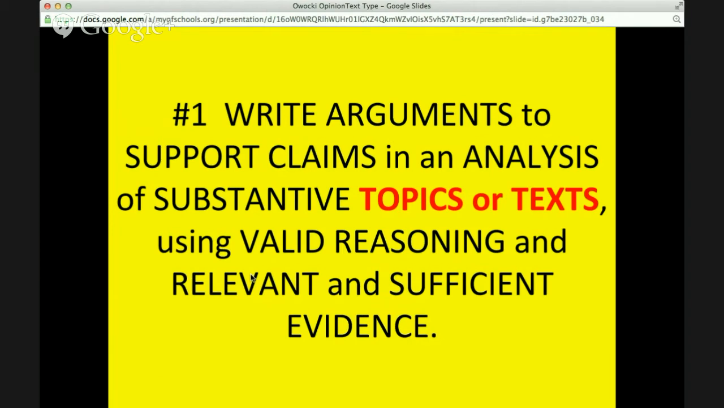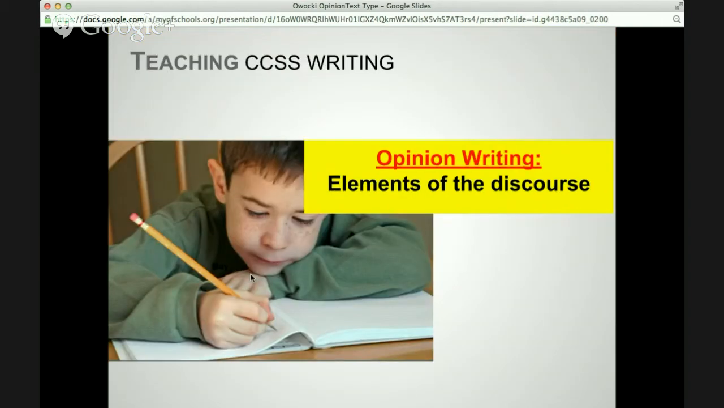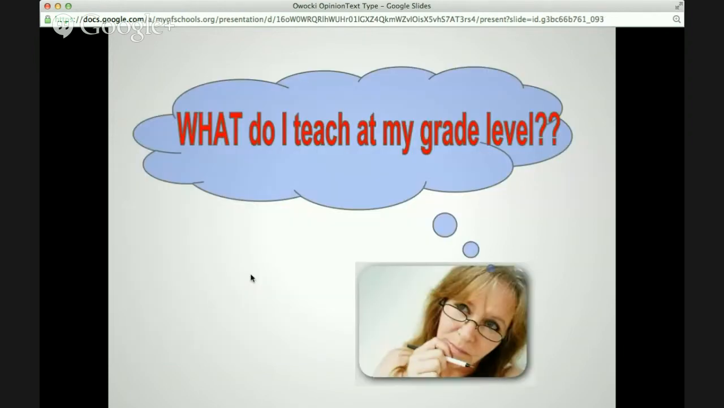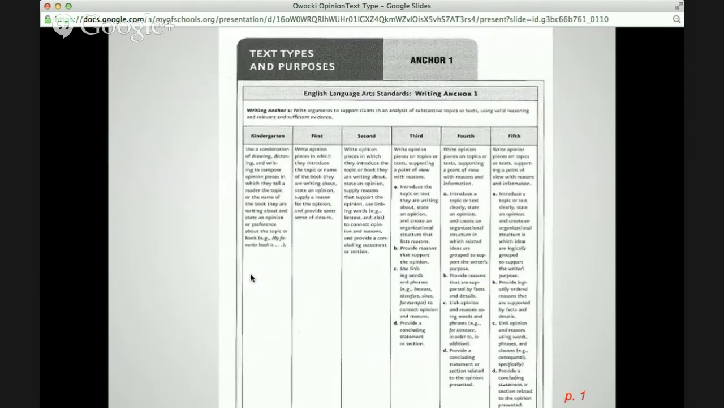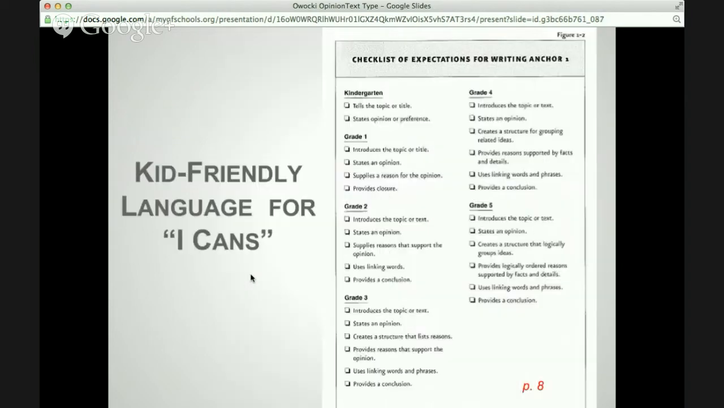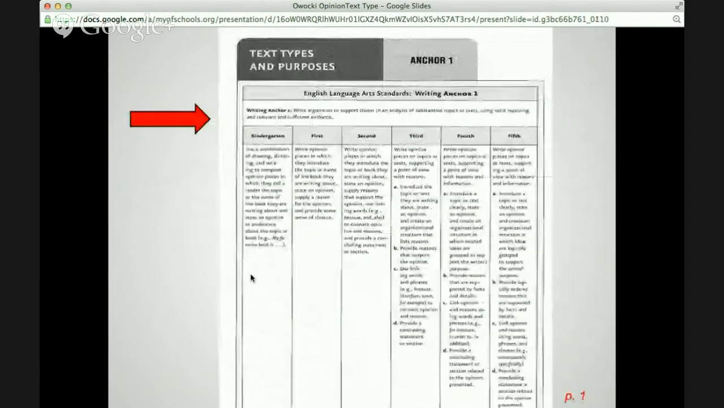We've gone from listening to reading to now writing argument to support claims with reasoning. And that is the elements of discourse. And now you're going to recognize these grade level expectations. The only difference is the content. Here is now writing anchor number 1, which I just read. We see on page 1 the learning progression from kindergarten to 5th grade. We know your anchor is on the top.